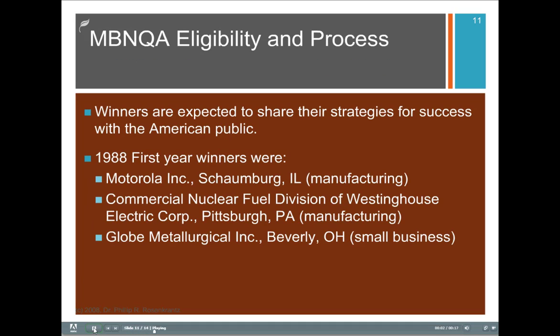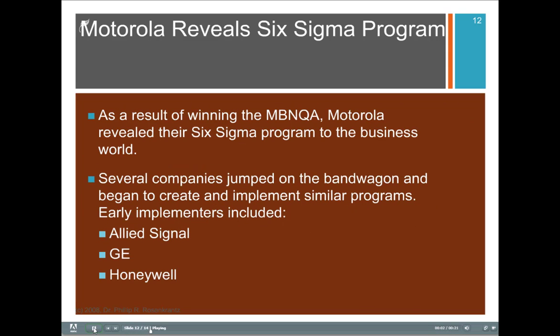One of the requirements for the Baldrige competition is that winners are expected to share their strategies for success. In the first year, 1988, one of the winners was Motorola, and so they were obligated to share what they did in order to win the Baldrige Award. So as a result, Motorola got to share the Six Sigma program to the rest of the business world, and some major companies jumped right on board and implemented the program themselves. Some of the early implementers were Allied Signal, GE, and Honeywell.